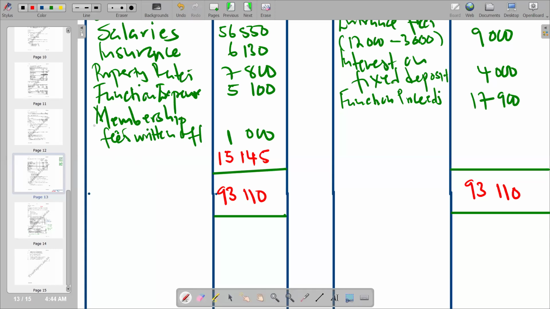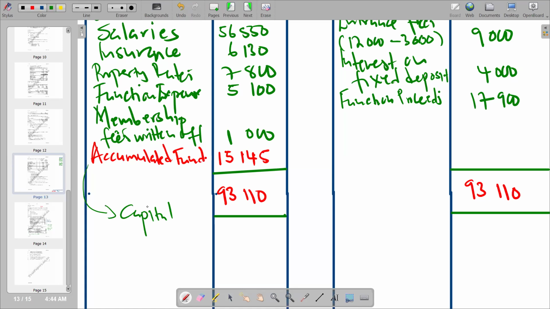And this figure must be transferred to the accumulated fund. Go to the accumulated fund. So with that, we've finished the preparation of our income and expenditure account. So we can just take note of the accumulated fund. It's a representation of capital in a non-profit making organization. Remember, this is a non-profit making organization. The accounts that we're preparing relate to a not-for-profit making organization.